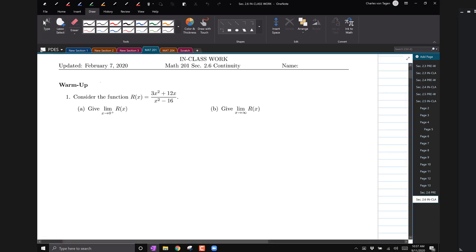Okay? So let's go ahead and identify the domain of this function. And to do that, maybe we need to factor the function. I can factor out a 3x. That leaves me with x plus 4. And in the denominator, that factors as x plus 4 times x minus 4. So here I think we can identify the domain.